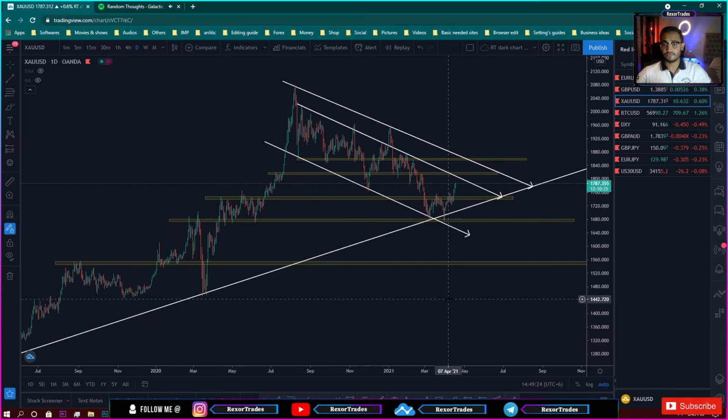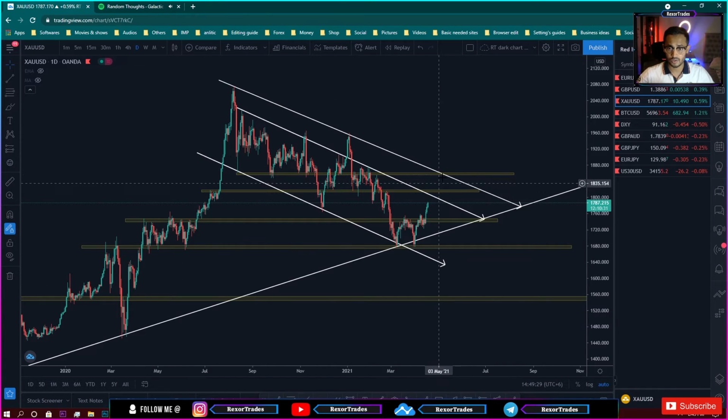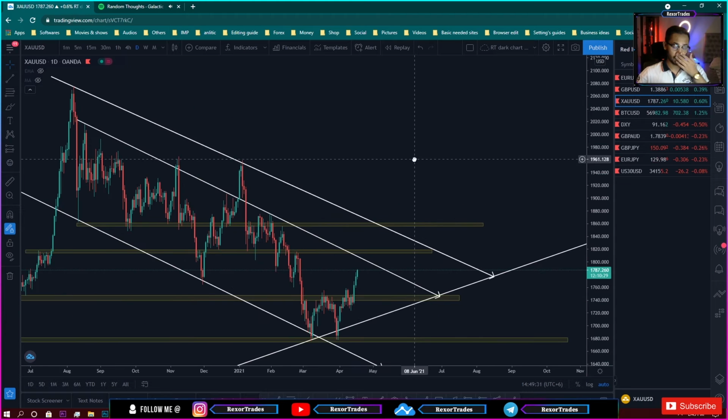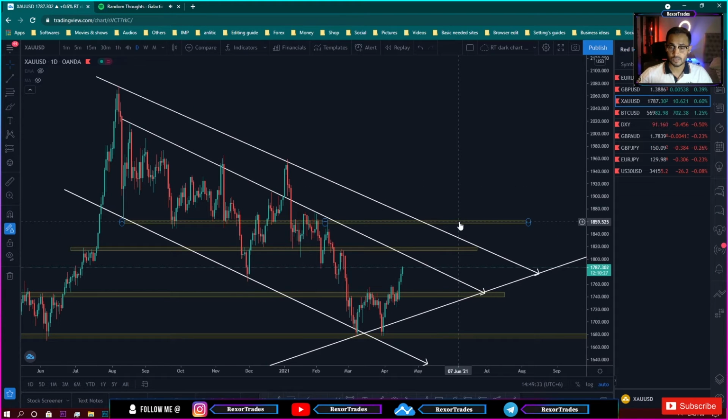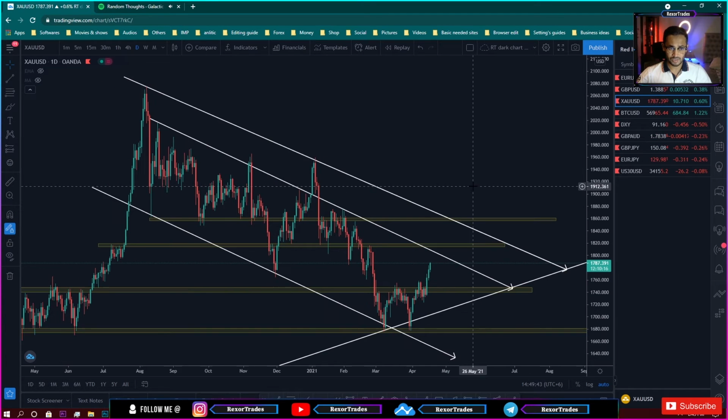So you can wait to see what the price does at this zone or at this zone. Wait for the gold to actually form some sort of support or resistance, like a structure around here at this zone or around here at this zone, and you can take an entry on the break and close above or below that structure. So that's how you take an entry on gold.